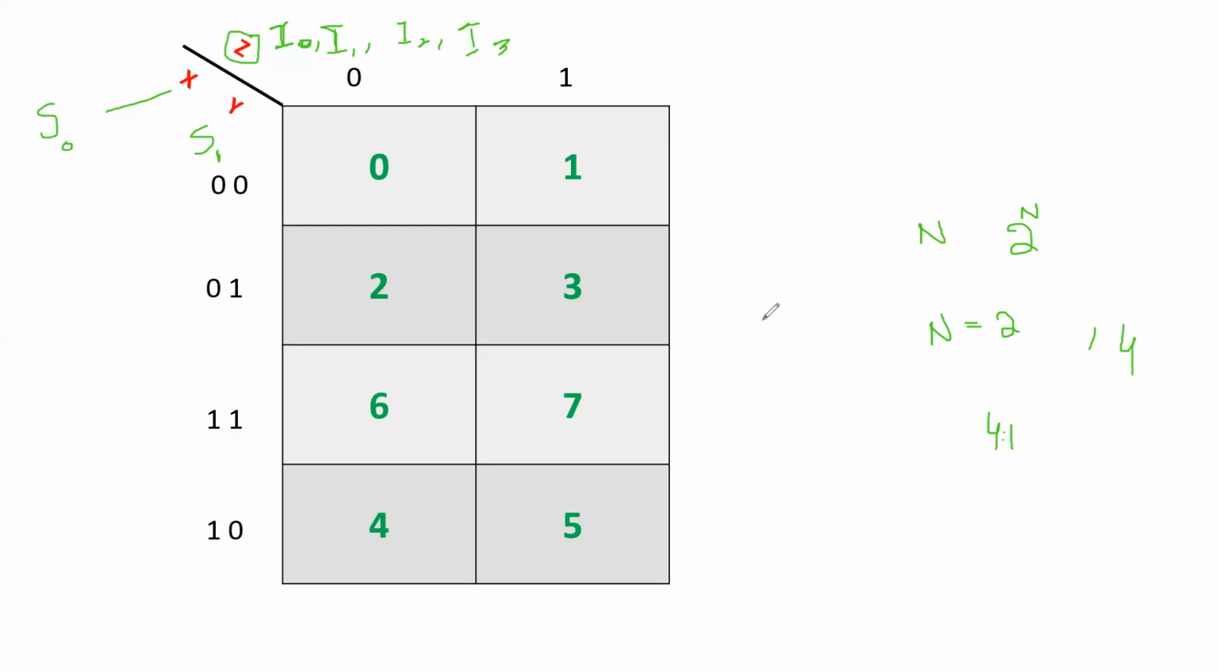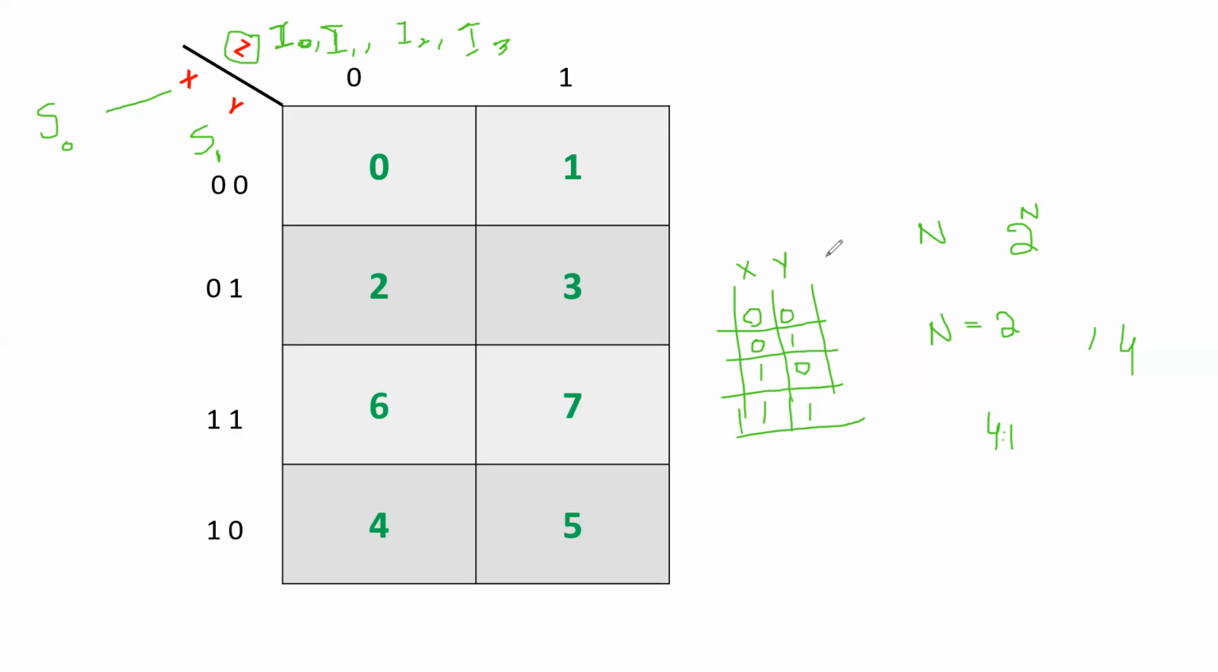For that, since we have X and Y as selection lines, these X and Y values are taken to be 0 or 1. So for the two variables, there are four conditions: 0 0, 0 1, 1 0, and 1 1.